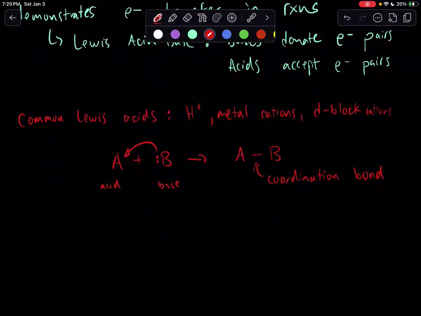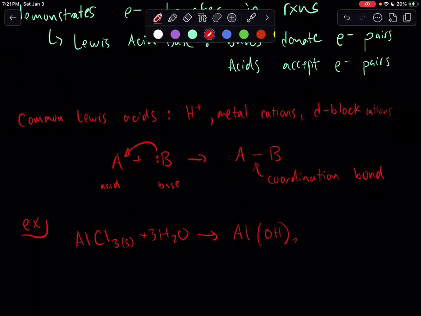So an example where we can see this is in aluminum chloride reacting with water. So solid aluminum chloride can react with three waters. And what we'll notice is that aluminum will go ahead and form aluminum hydroxide, producing 3HCl aqueous. And so this is an example where we can see aluminum going through a Lewis acid-base reaction.